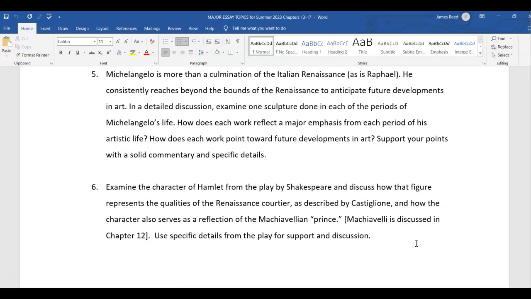You're going to use the play, so you'll have to go through the play and read it. Some of you may have already read it. If you were taking 1302 a year ago or so, you would have already read the play. You may have read it when you were in high school.